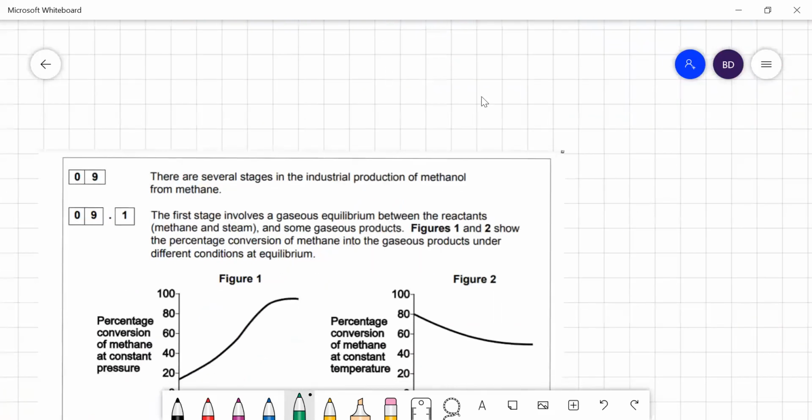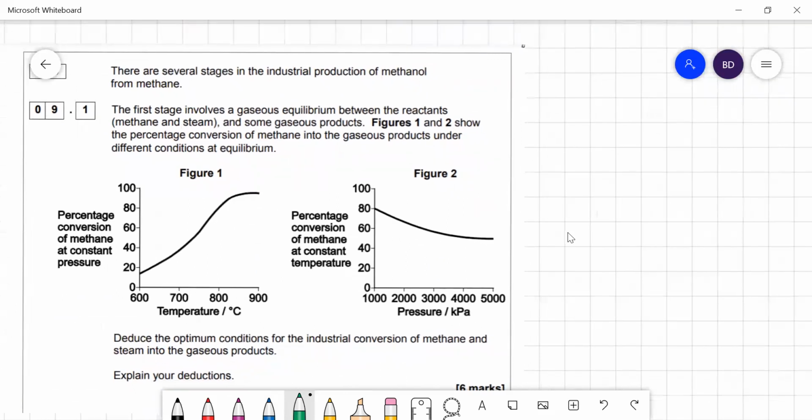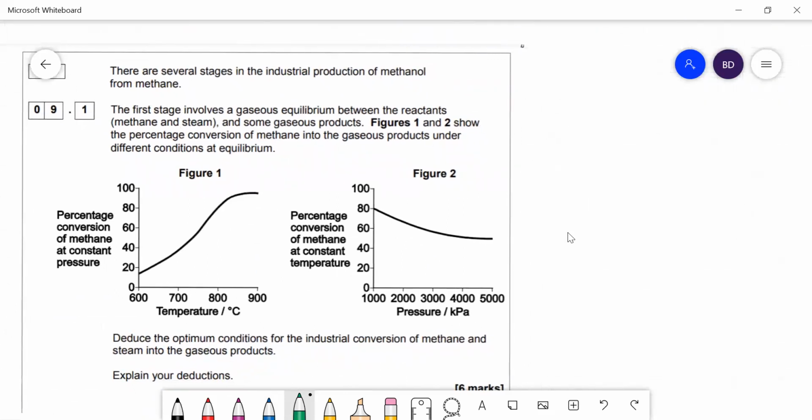This 6-mark question is a bit of an unusual question. It's a bit like a GCSE equilibrium question, really. You've got making methanol. The first stage involves a gaseous equilibrium. They don't even give you the equation, but don't worry. Reacting methane and steam, and you get gaseous products.